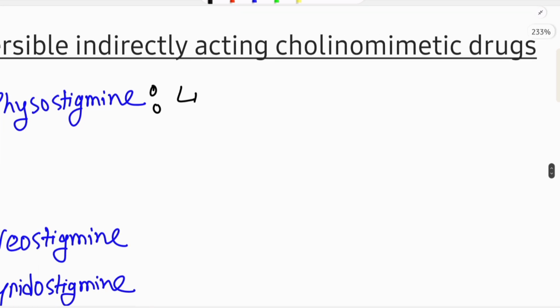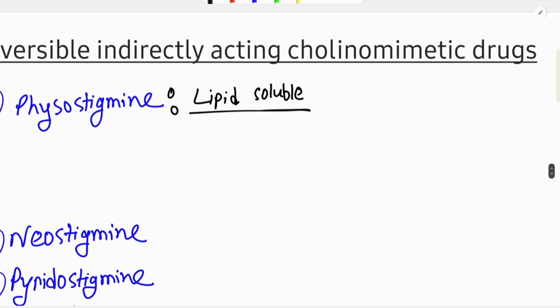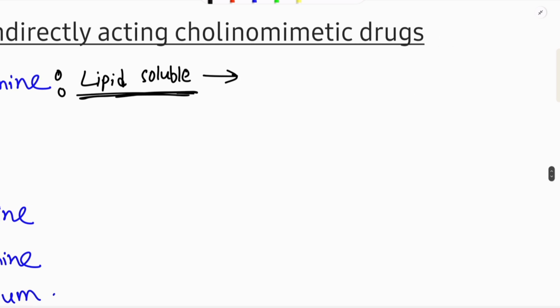Physostigmine is a lipid soluble drug. We just need to remember the lipid soluble information for physostigmine. We have discussed in general pharmacology that a lipid soluble drug can easily cross the lipid bilayer of the cell membrane, so it can easily enter and leave the cell. As it is lipid soluble, it can cross the gastrointestinal tract. For this utility, we can use it orally.